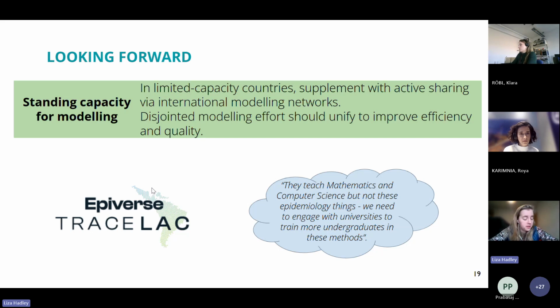In Latin America, Epiverse has been running a mass training through an open online epi modelling course held fully in Spanish. I think it was held first a year or 2 ago. And initiatives like this have been hugely popular in disseminating and training up more individuals who are fluent in modelling. And then we have this nice quote from an interviewee, which also fitted into this theme, so I've thrown it on the same slide. They teach mathematics and computer science, but not these epidemiology things. We need to engage with universities to train more undergraduates in these methods. And I think that's an excellent idea too.